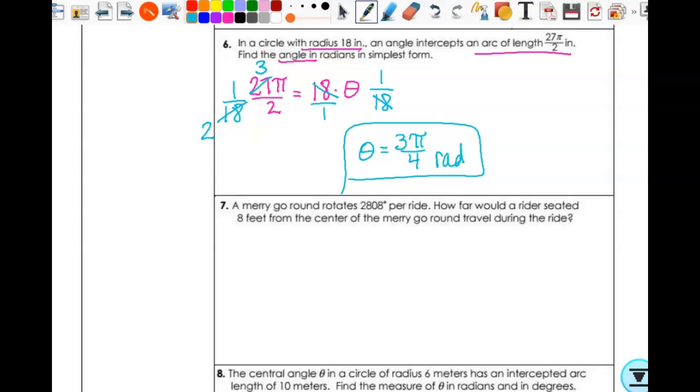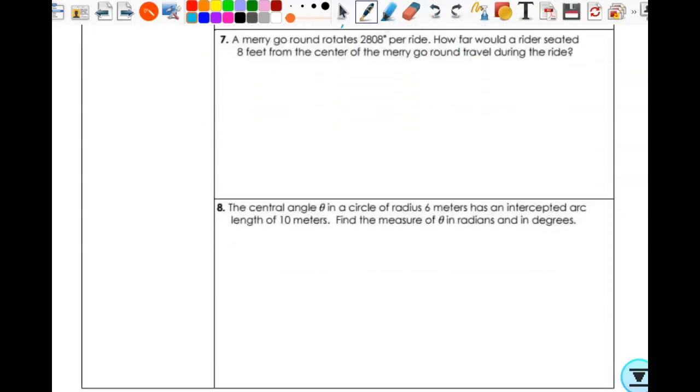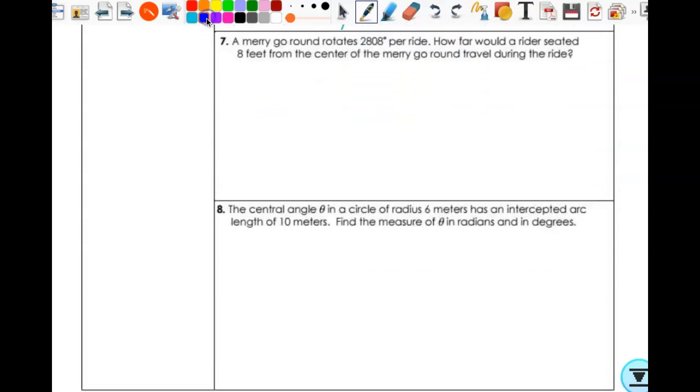All right. Now we have a merry-go-round. The merry-go-round rotates 2,808 degrees per ride. How far would a rider seated 8 feet from the center of the merry-go-round travel during the ride? So that how far, that's going to be like an arc length. Here's a merry-go-round. Here's my little rider, and they are seated 8 feet from the center. That's my radius, right? If they're going to rotate 2,808 degrees, are they going around more than once? Yes, they're going around quite a few times.